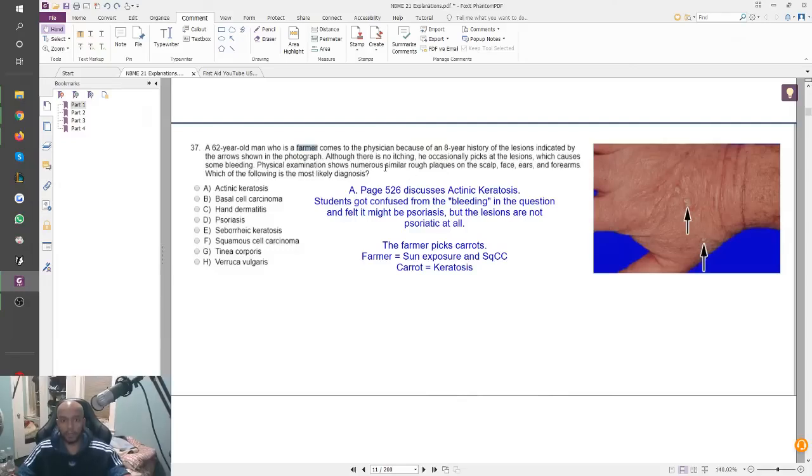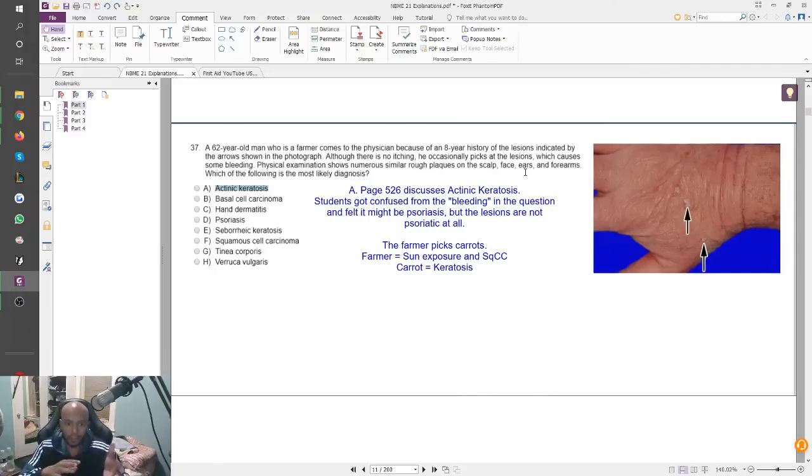Physical exam shows numerous similar rough plaques on the scalp, face, ears, and forearms, all of which are areas that are prone to sunlight. Which of the following is the most likely diagnosis? And this is actinic keratosis. That's all it was. There's really nothing else to pick. Some people wanted to pick basal cell carcinoma because of the bleeding, but it wasn't natural bleeding. Anything you pick on will eventually bleed, so it was just normal for him to be bleeding in those areas.